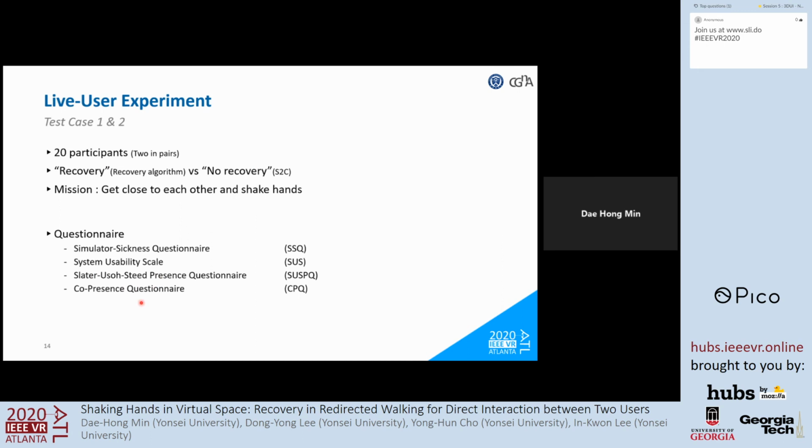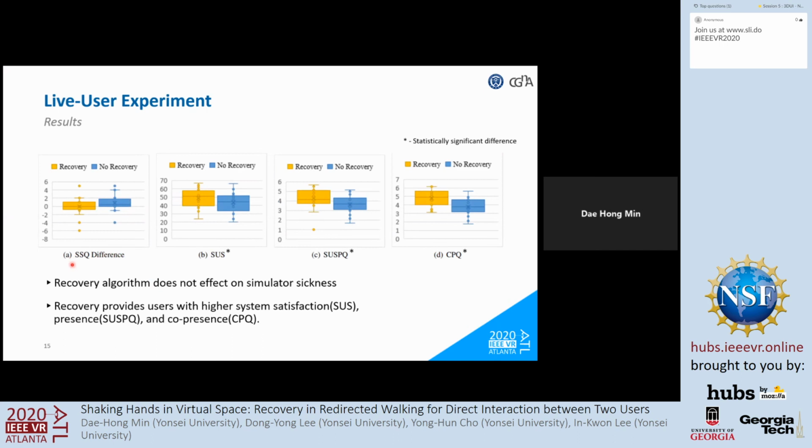As a result, first, simulated sickness did not show a statistically significant difference. For the other three questionnaires, we could get higher score when we guaranteed the recovered state. In summary, the recovery algorithm does not affect simulated sickness. And by providing a recovered state, users can feel higher system satisfaction and presence, and can feel more like being with others in the virtual space, that is co-presence.